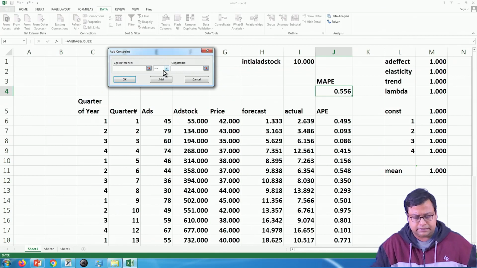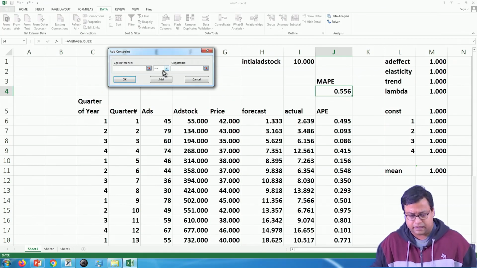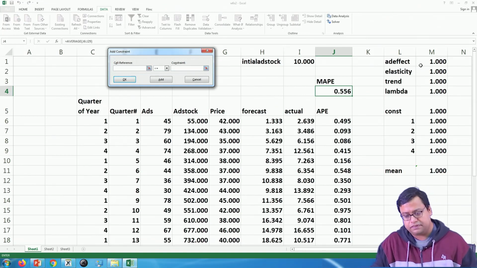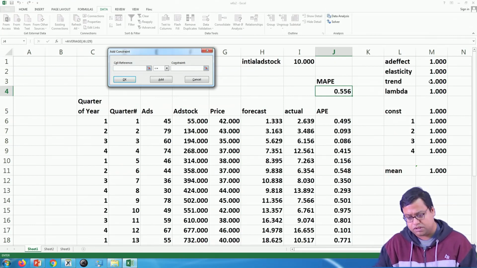And then let us say these values should also be greater than 0. See, the effect of advertisement on sales has to be positive. The elasticity we have assumed to be positive, that is why we take minus elasticity. The trend component can be whatever, I do not know, negative, positive. So, I will not put the trend component in this, and then let us say the lambda, or let us say trend also positive, because it is going up a little. If you plot, you will see that the trend is also going up. The lambda is between 0 to 1.